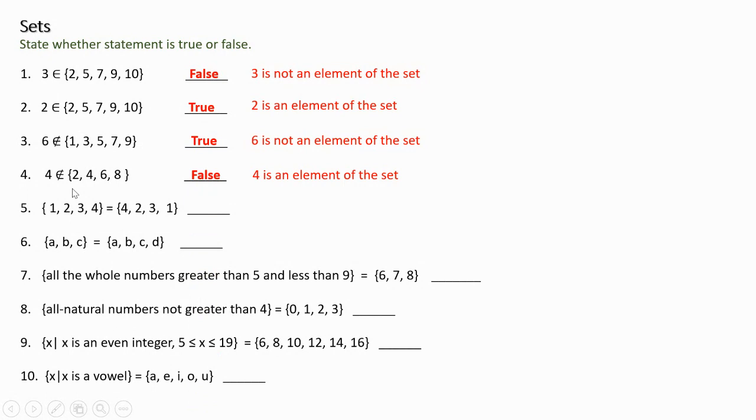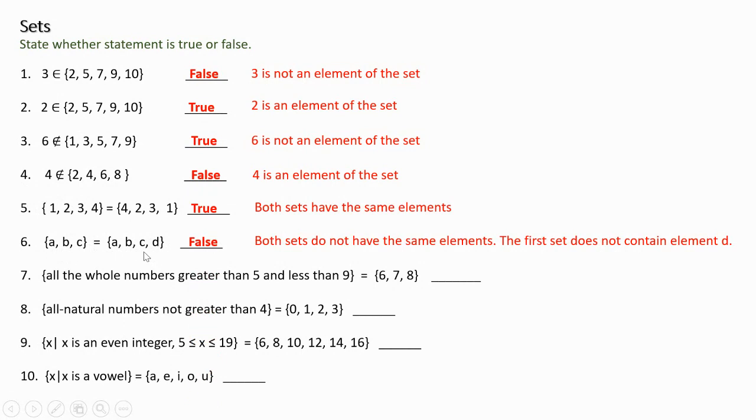Okay, now number 5. The set containing 1, 2, 3, 4 equals the set containing 4, 2, 3, 1. This is true because every element in the first set is also in the second set, or both sets have the same elements. Number 6. The set ABC equals the set containing the elements A, B, C, and D. This is not true. Why? Because the first set, ABC, does not contain D. And both sets do not have the same elements. The first set does not contain the element D.